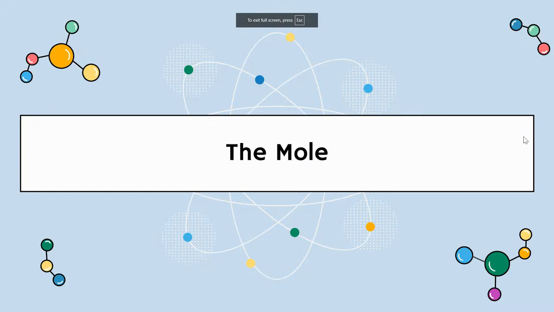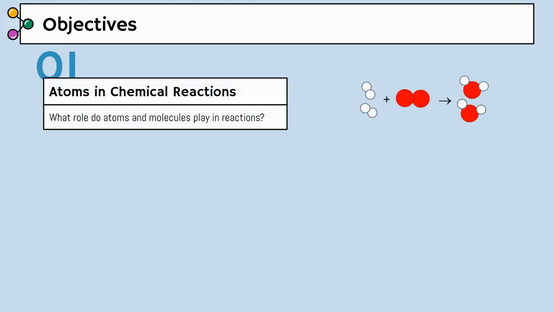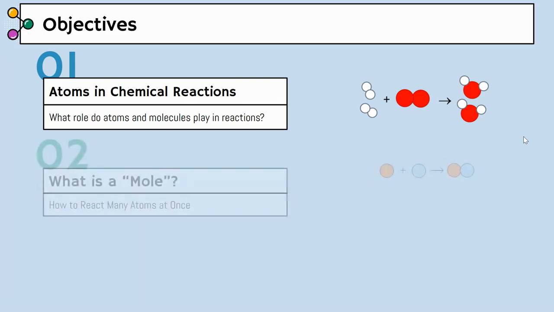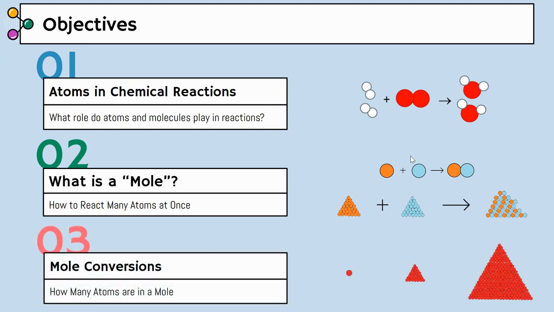In this video, I'm going to cover a topic in chemistry called the mole. We have three objectives for this video. First, we'll talk about atoms and chemical reactions, what role atoms and molecules play in reactions. Next, we'll talk about that thing called the mole and what it has to do with how many atoms we're reacting at one time. For instance, a lot of reactions, we don't just take one of two different types of reactions that we can see here in the middle. We take large numbers of atoms and react them together. And lastly, we'll end with mole conversions, talk about how to compare numbers of moles and numbers of atoms.